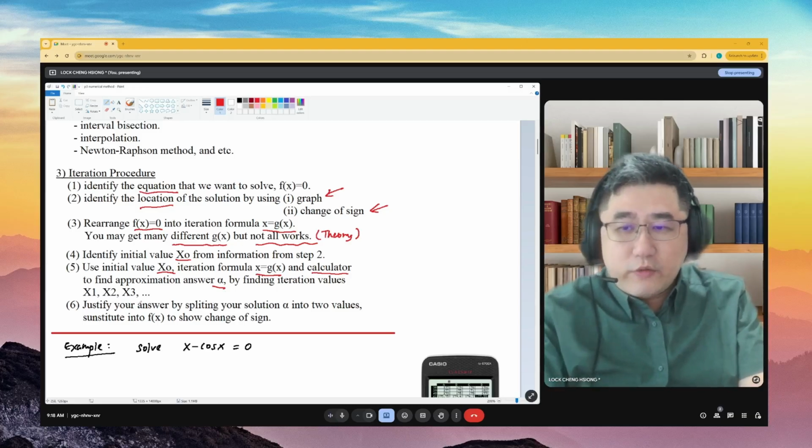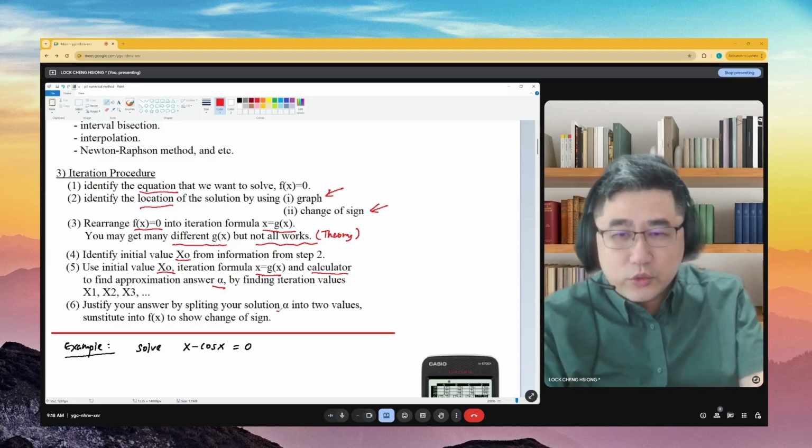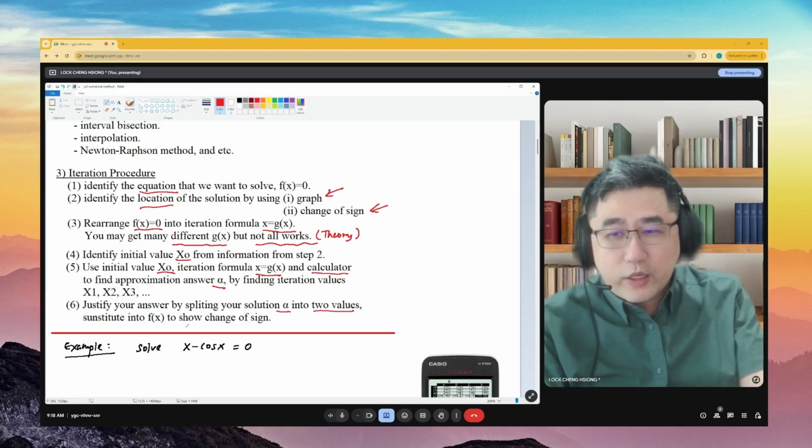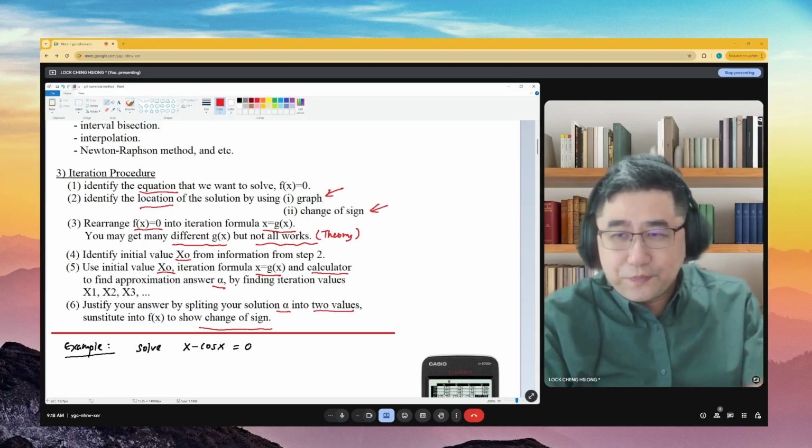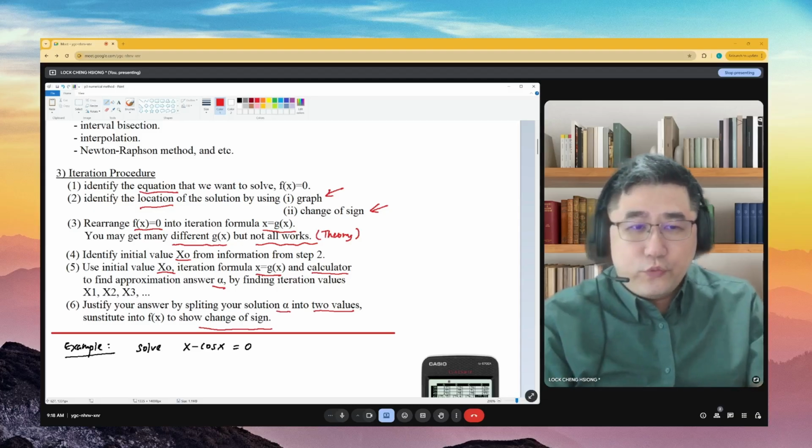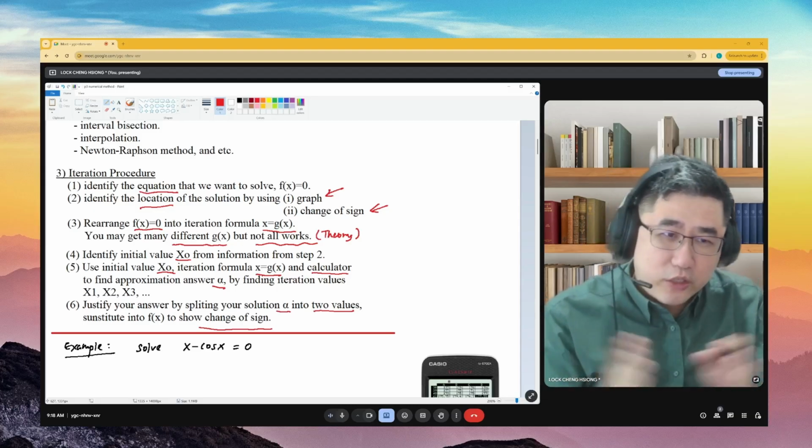Step six, justify your answer by splitting your solution alpha into two values, and you're supposed to show change of sign. The full iteration procedure consists of 6 steps.